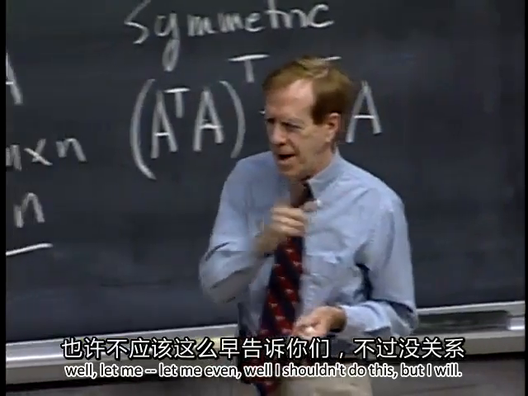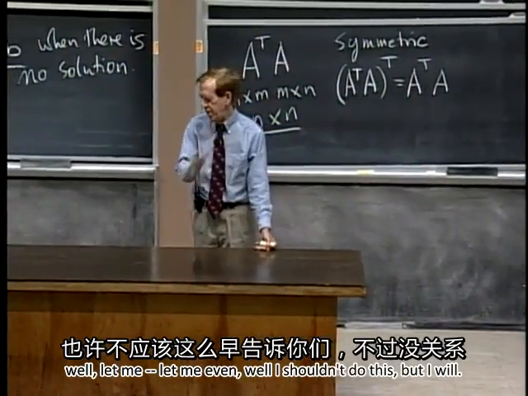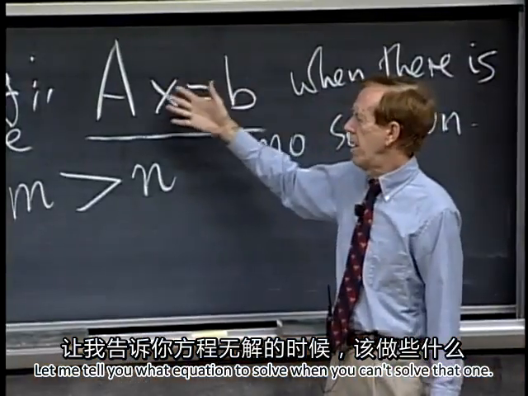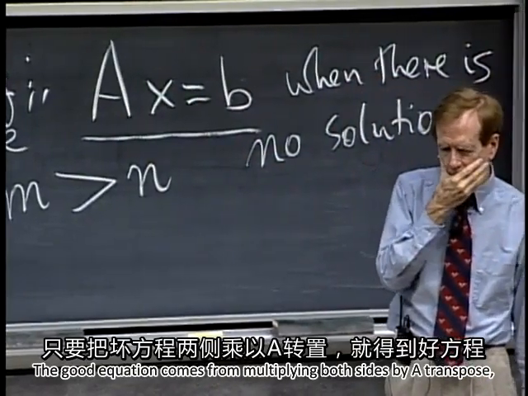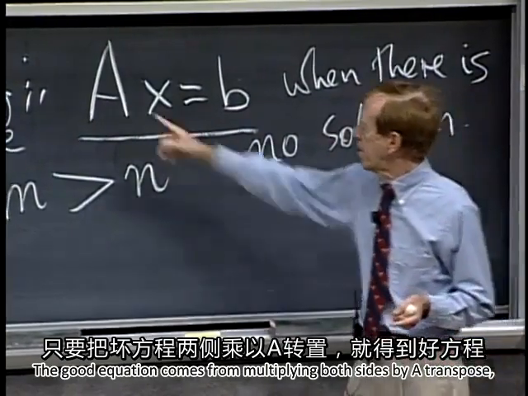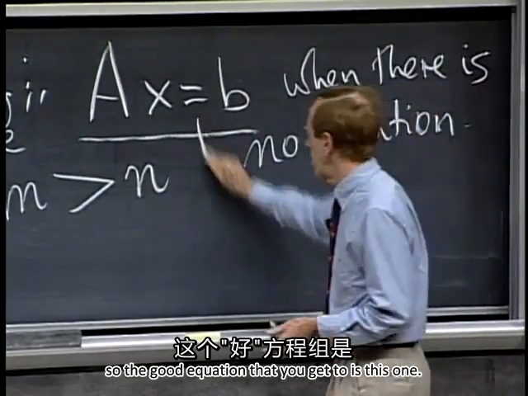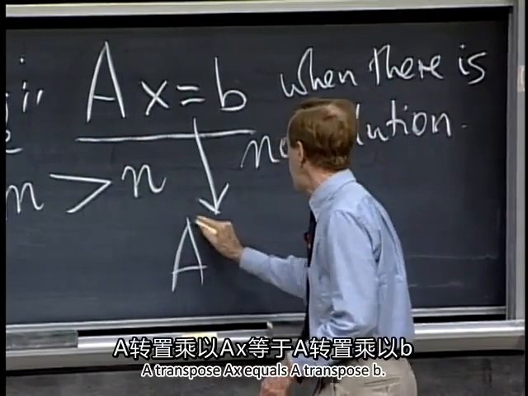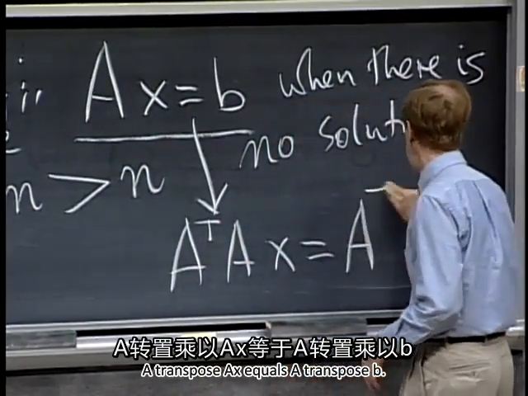Well, I shouldn't do this, but I will. Let me tell you what equation to solve when you can't solve that one. The good equation comes from multiplying both sides by A transpose. So the good equation that you get to is this one. A transpose A x equals A transpose b.